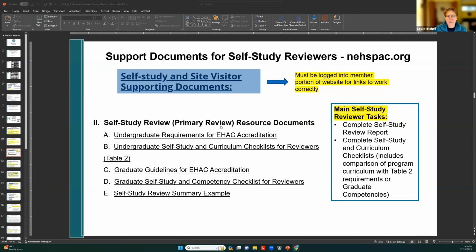Okay. All right. So, support documents for self-study reviewers. This is just the documentation that is on the website. I've sent these things to you as well, but everything is on the website. It's linked in this PowerPoint that I also sent you. You just have to press Control and then click on it. So the undergraduate requirements that you'll be using are here. The undergraduate self-study curriculum is here.